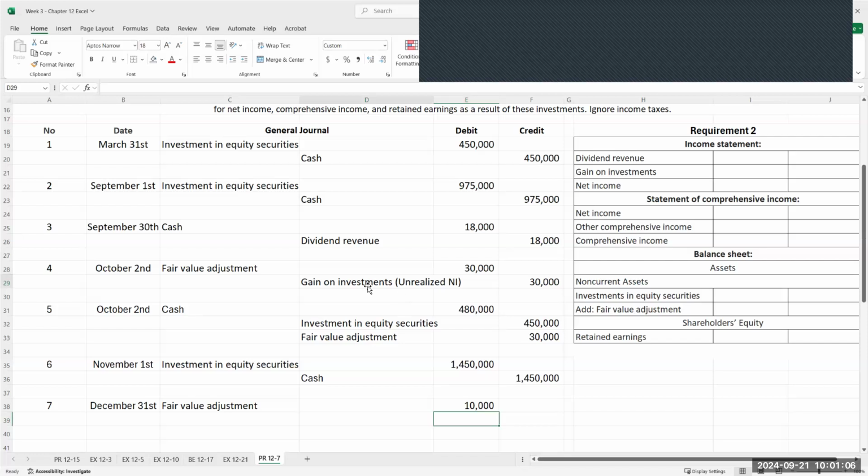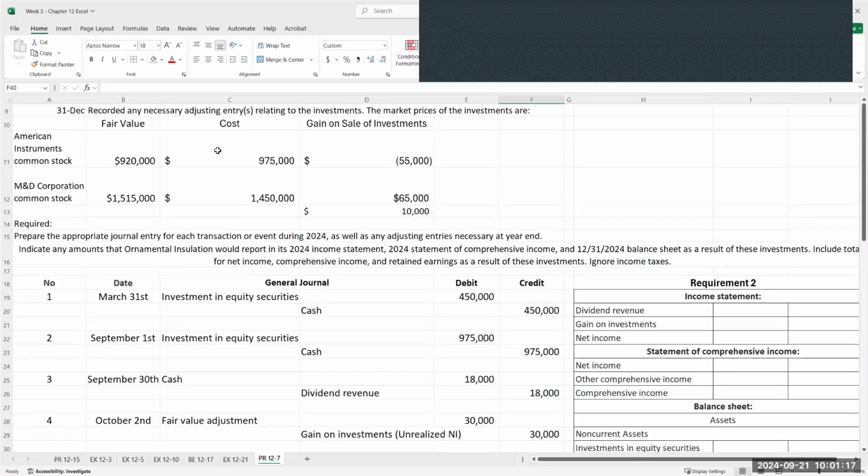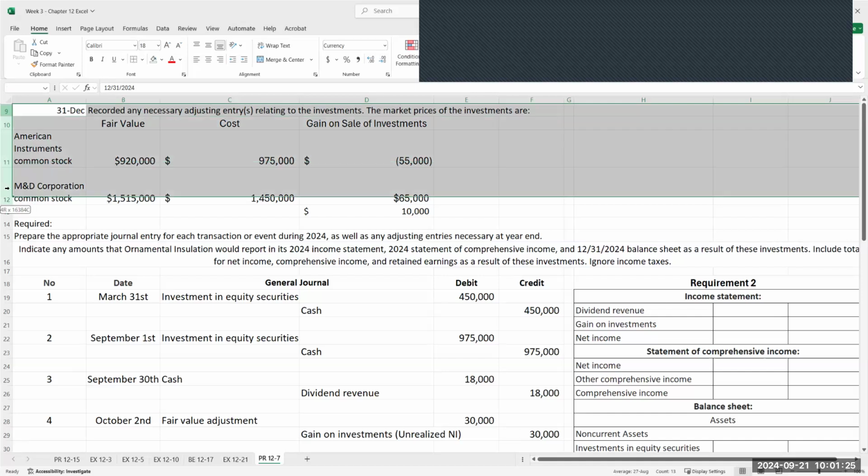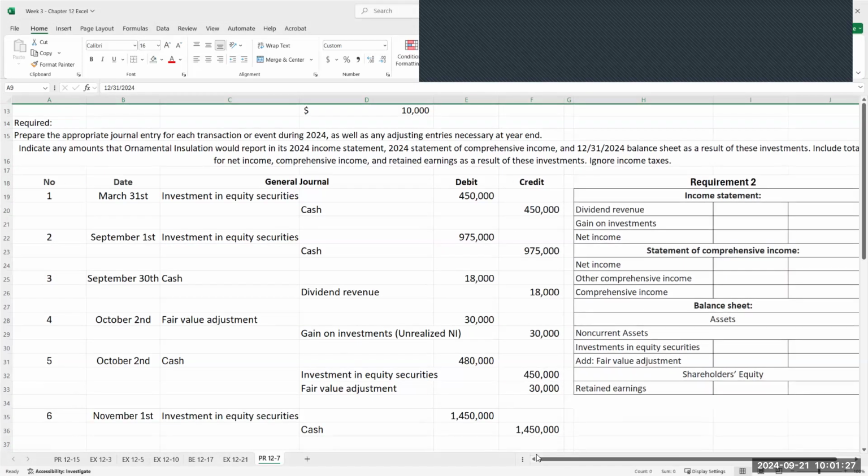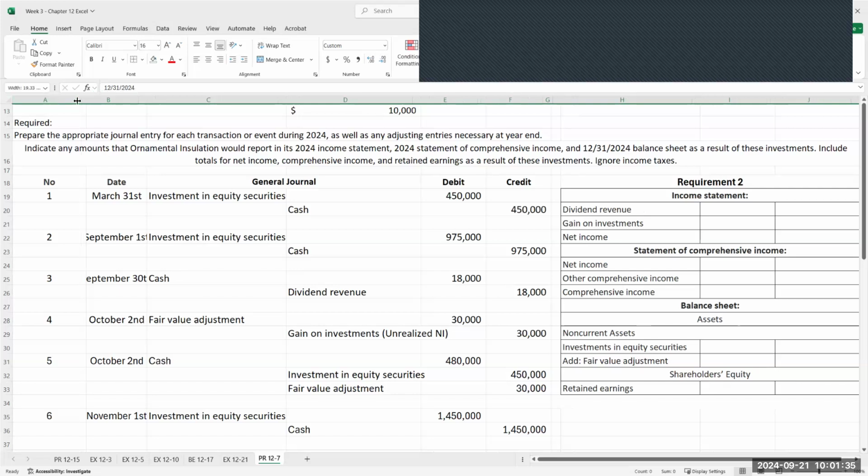And then we credit our gain on investments, unrealized NI, net income for the $10,000. All right. So that is us essentially accounting for the difference between the cost of the stock, how much we paid for it, and the market value at the end of the year. All right. So now the next part of the problem asks us to indicate any amounts that would be reported on the financial statements, right?